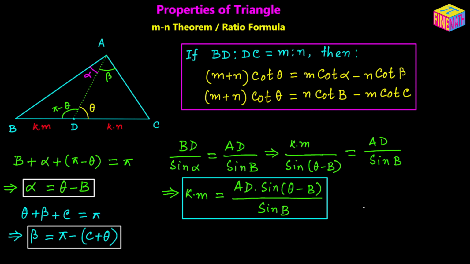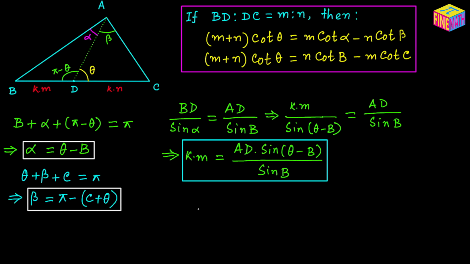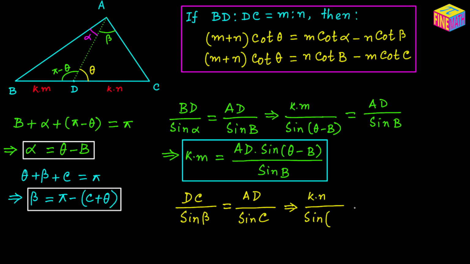Let's also do the sine law on the triangle ADC. So we can say DC over sine of beta is equal to AD over sine of C angle, and from here what is DC? Well, DC is actually K times N, and in place of sine of beta I am going to write sine of pi minus C plus theta, and that is equal to AD over sine of C, and from here what would be the value of K times N?